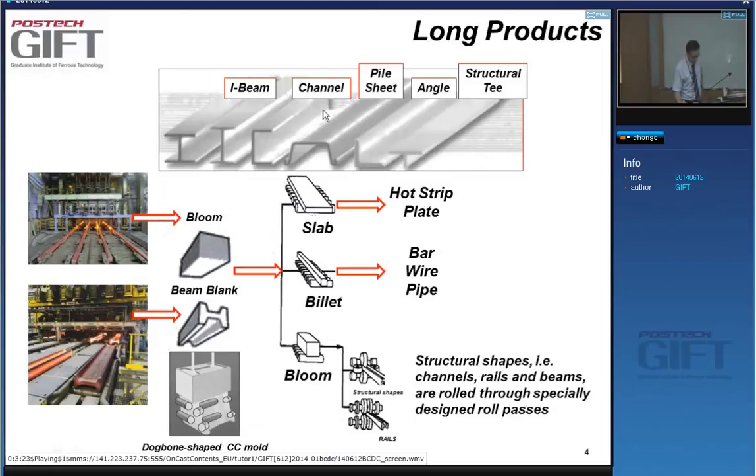Right. So these beams, channels, pile sheets, and angles start their production in continuous casting lines where you produce blooms. And nowadays, you also produce beam blanks. And you can see the advantage of producing a beam blank. You already have part of the general shape of the product in the casting. How is it done? Well, simply the continuous casting mold has the shape of what's called a dog bone shape, and what comes out is basically an already pre-shaped bloom.